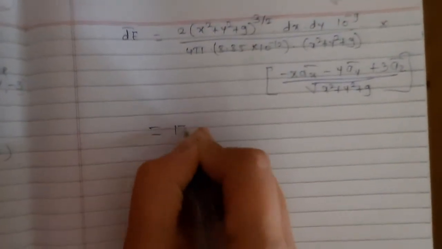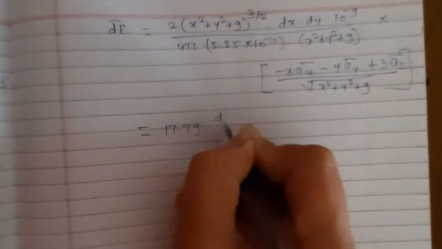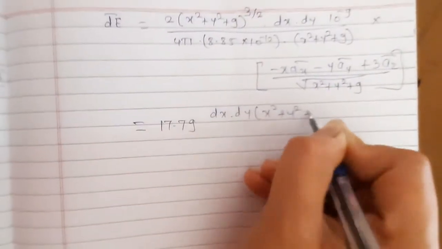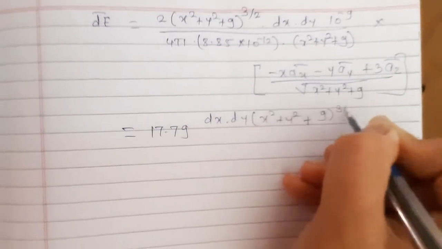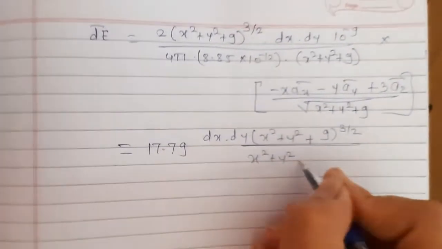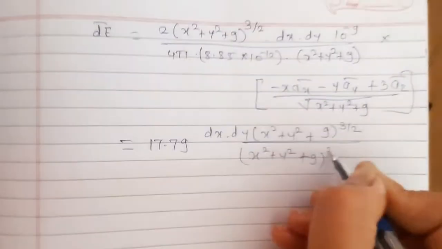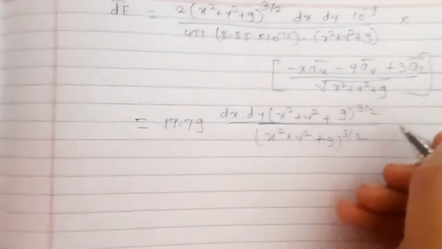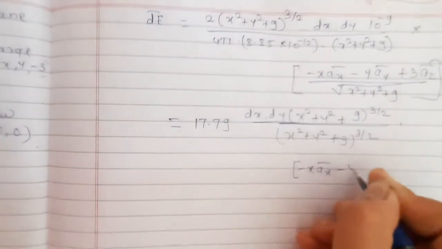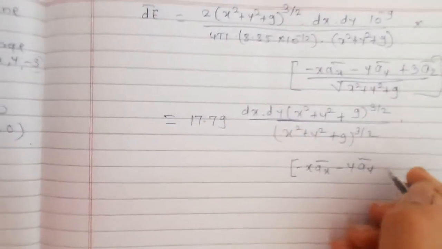So it is 17.79 dx dy x square plus y square plus 9 raised to 3 by 2 divided by x square plus y square plus 9 raised to 3 by 2 into minus x ax bar, minus y ay bar.